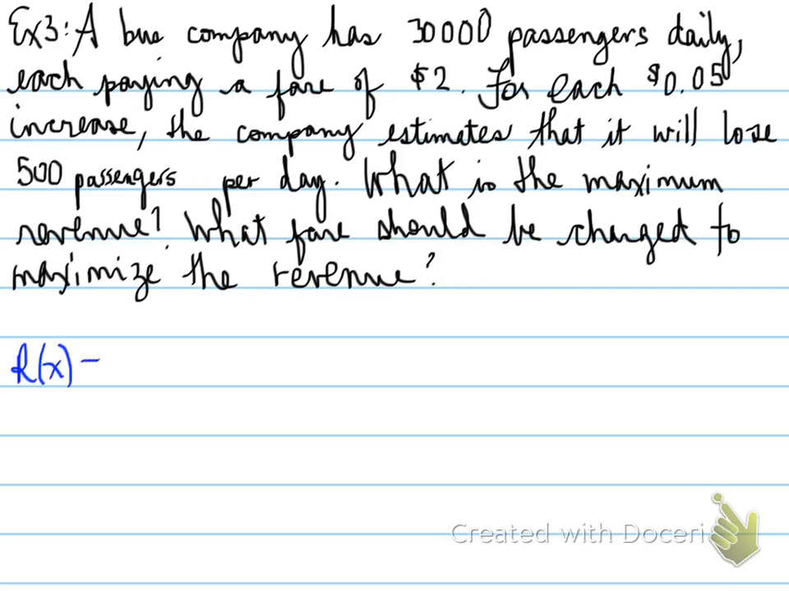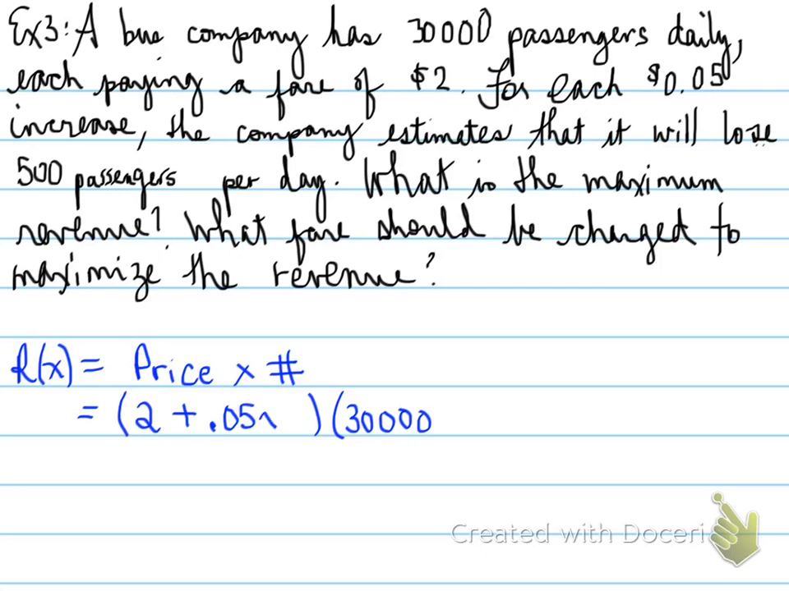Well, R at x is equal to the price times the number of items that we sell. So in this case, we have a price of $2, and at that price of $2, we have ticket sales of 30,000 passengers. If I increase the price by 5 cents, we don't know how many times we're increasing it, but we know that it's going to increase in 5-cent increments. Every time we increase it, we're going to lose something. So it's the idea, folks, that if price goes up, numbers go down. If numbers go up, price goes down.